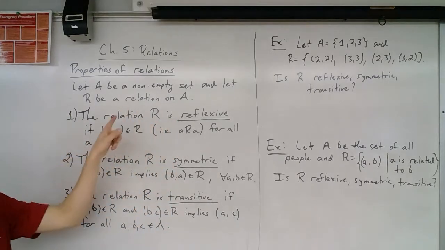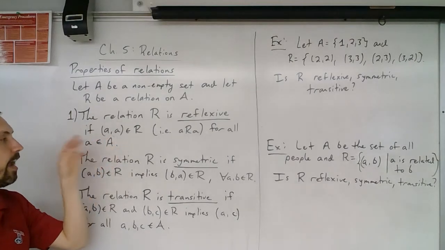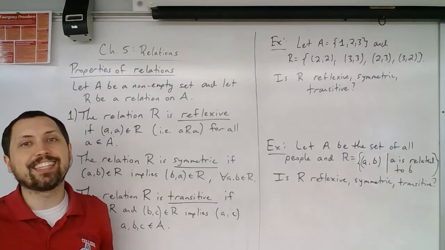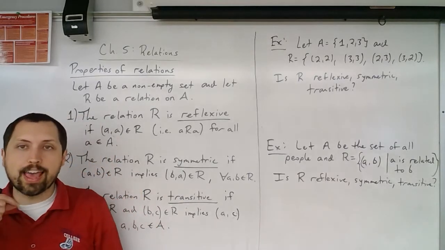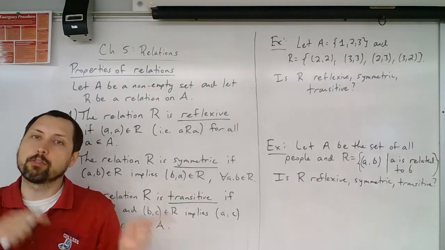So reflexive, so the relation is going to be reflexive if (A, A), this ordered pair, is in R for all A. Or in other words, what this is saying is that A is related to itself for all elements in this set. So every element is related to itself.